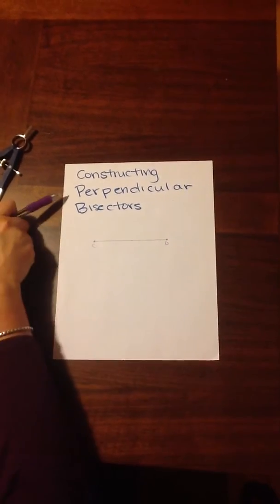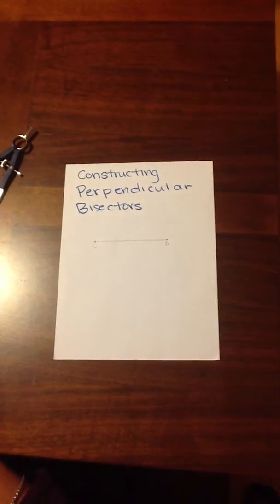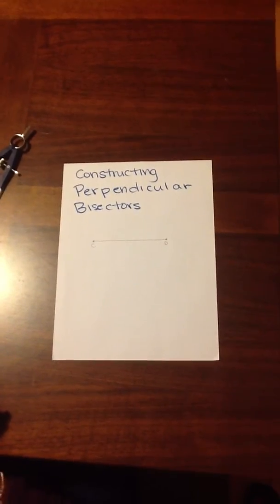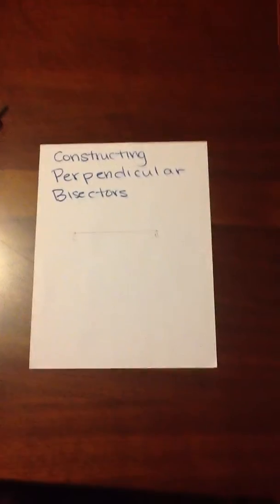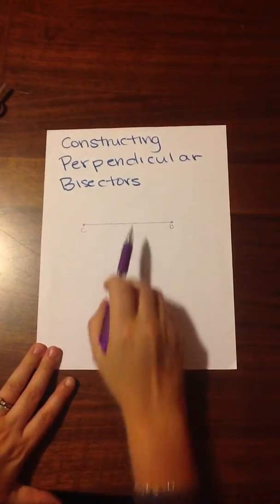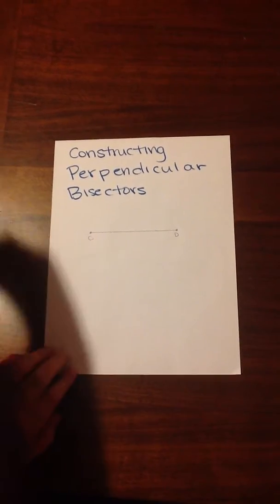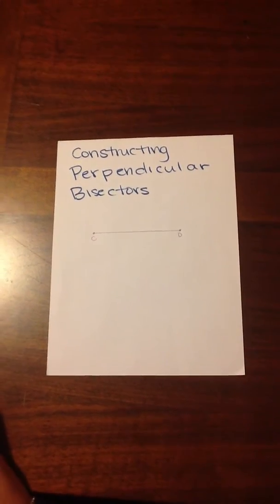Remember that the word perpendicular means that you're intersecting at a right angle. Bisectors intersect segments at their midpoint. You have segment CD here. We want to intersect CD at its midpoint and form a 90-degree angle when I do so.